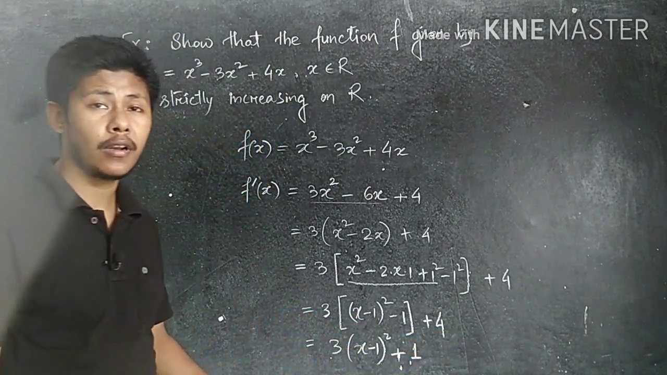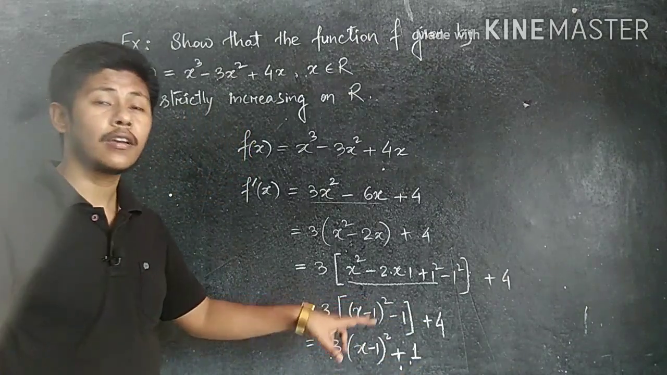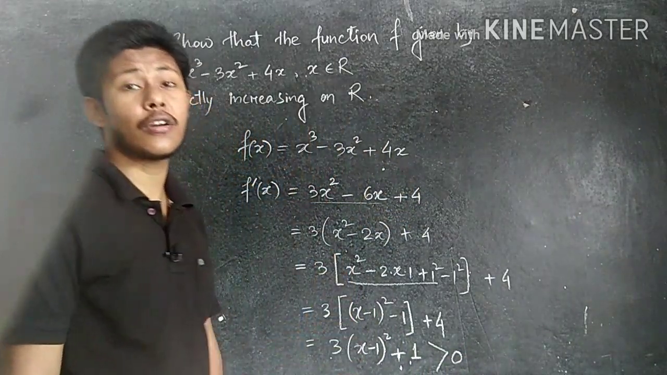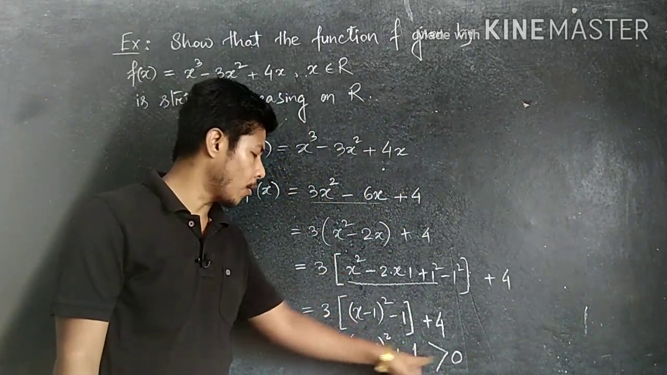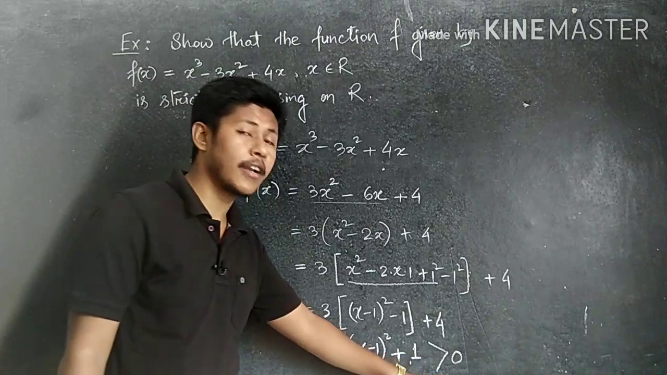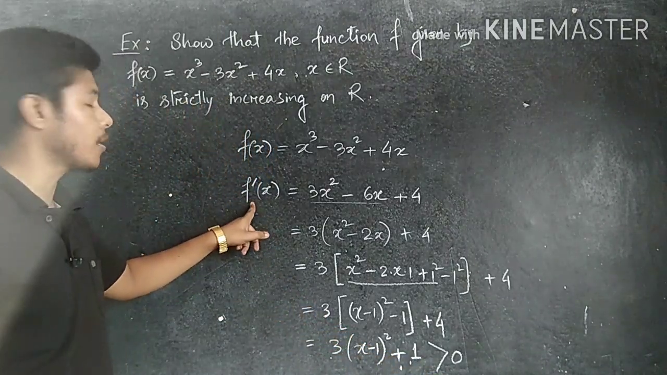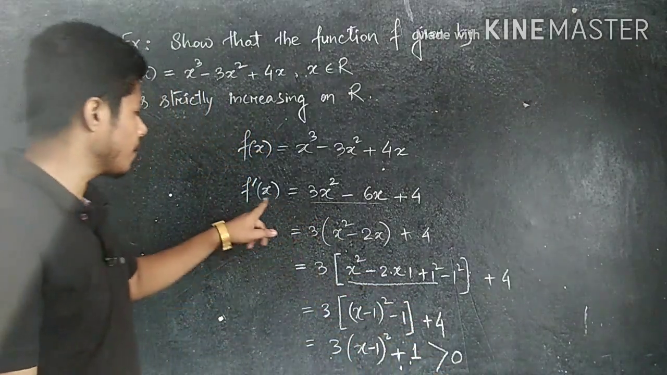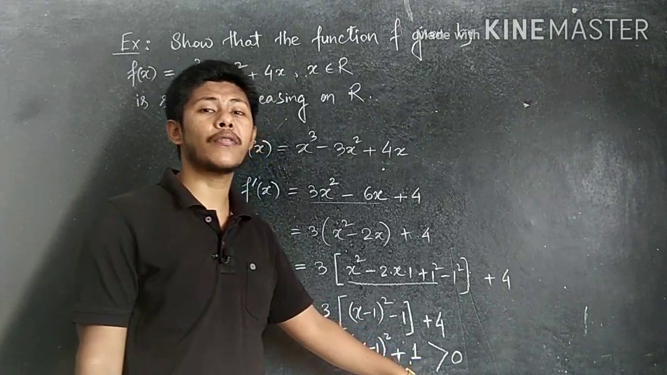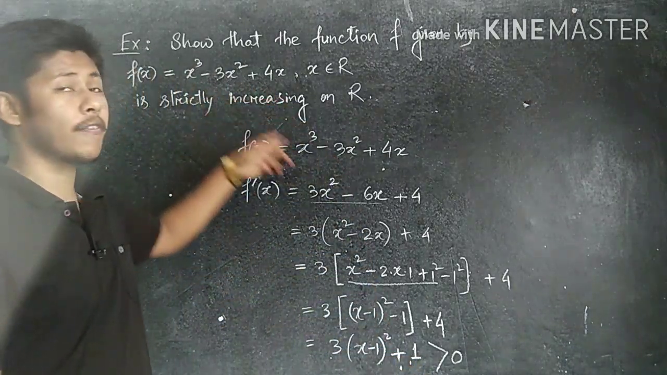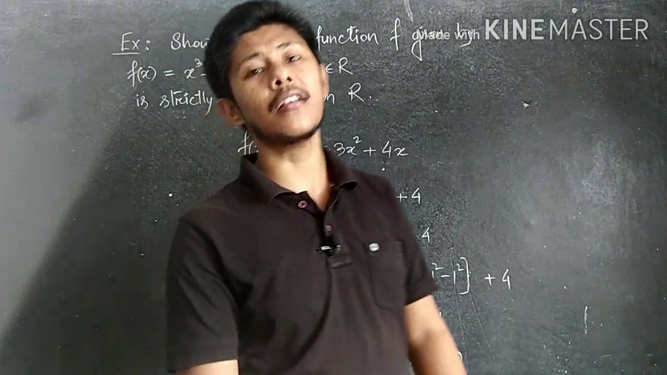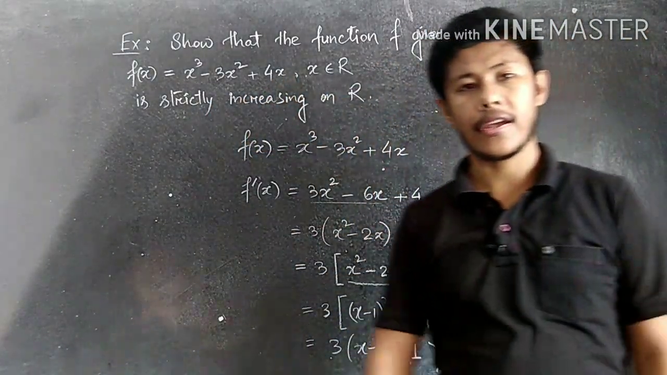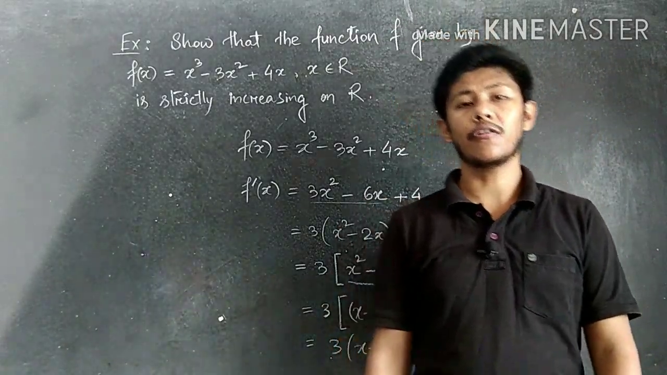What can we say from here? The whole result is greater than 0, we can say from here. So if this part is greater than 0, that means f dash of x is also greater than 0. Is it not? So if f dash of x is greater than 0, from here what can we say? Yes, the given function is a strictly increasing function on R. R means what? The real numbers. Is it clear? I think all of you understood this one.